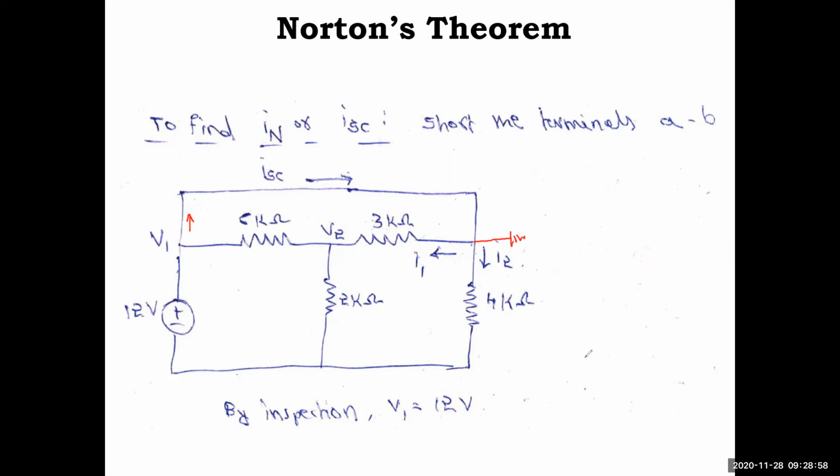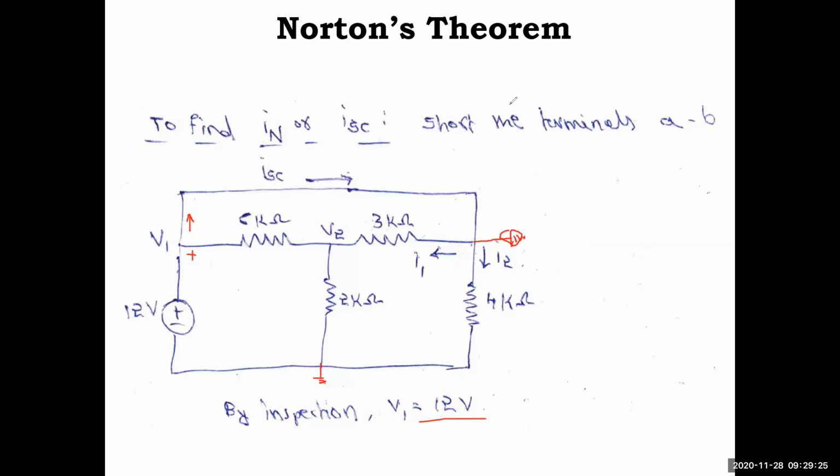So how will it work? Now V1 by inspection, V1 with respect to ground. Sorry, this is the ground. So by inspection, this is connected at V1 minus 0, right? It is connected at the same potential, that's why V1 equals 12 volt, just by looking into the circuit.